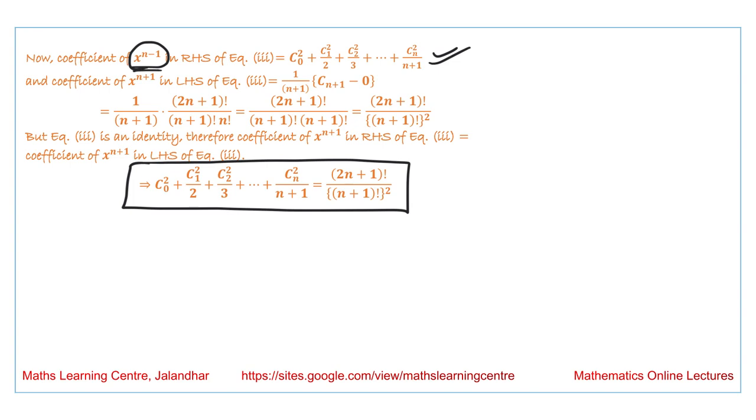Then we are talking about the value of the coefficient of x^(n+1) in the expansion of the result we have obtained over there. It is 1/(n+1) C(n+1) minus 0. On equating both these results, we obtain the required value.